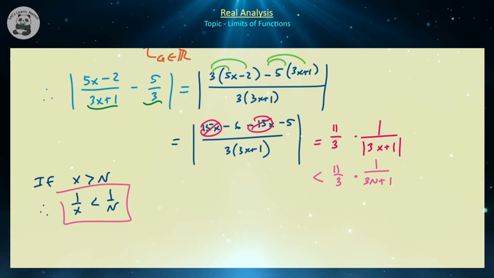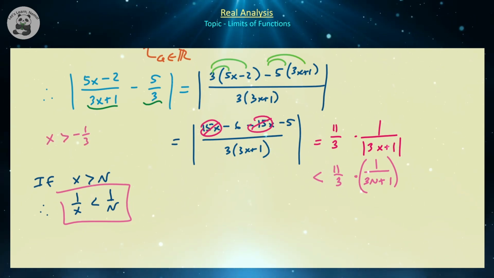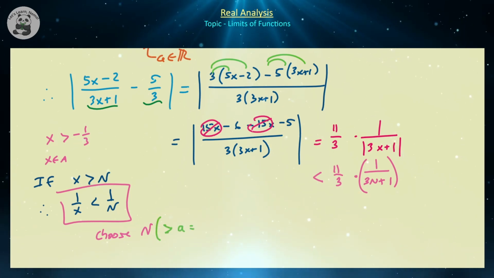And it's important to note that as long as x is bigger than negative 1/3, because keep in mind x is bigger than negative 1/3 in our domain, because x belongs to A, the absolute value practically is irrelevant here. So now we just need to choose our capital M, and the only restriction we have on this capital M is that it must be bigger than our a, which for our case was negative 1/3.